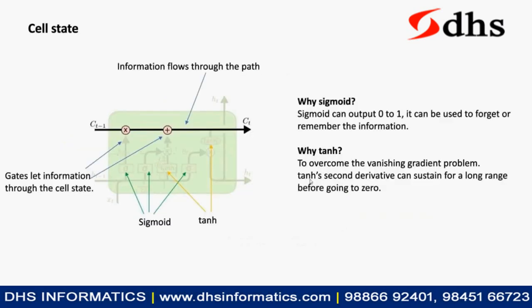Now we have one thing called sigmoid. What is sigmoid? Sigmoid can output 0 to 1. It can be used to forget or remember the information. So sigmoid 0 means it will forget that information, 1 means it will remember. Okay, what is tanh? To overcome the vanishing gradient problem, the tanh second derivative can sustain for a long range before going to 0. The important long memory should not vanish, so for that we are going to use tanh.